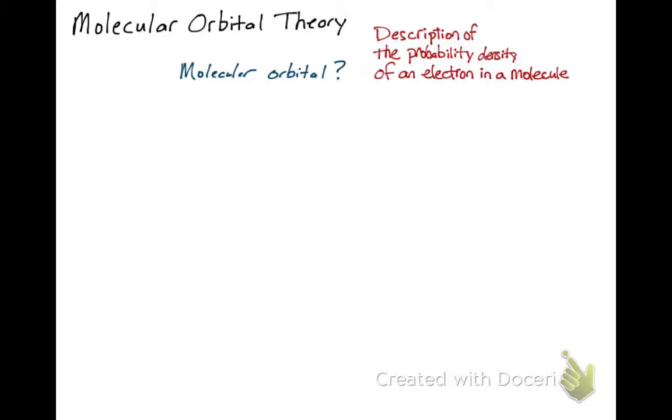So for example, in H2, the lowest energy orbital is shown here. The gray represents the 90% probability region of finding the electrons in the H2 molecule. And of course it covers the entire molecule because the electrons are shared between the two H atoms. The nuclei are represented by the dots here.